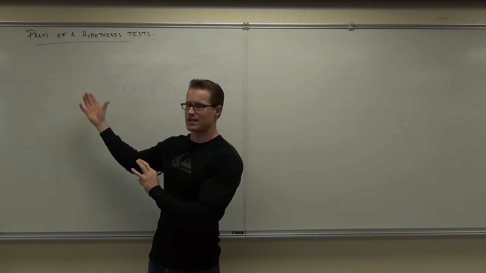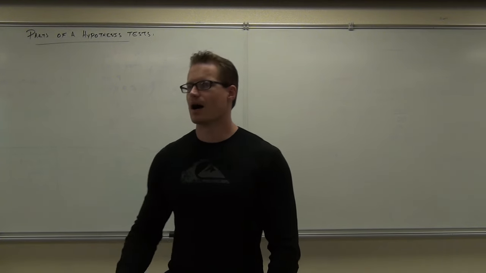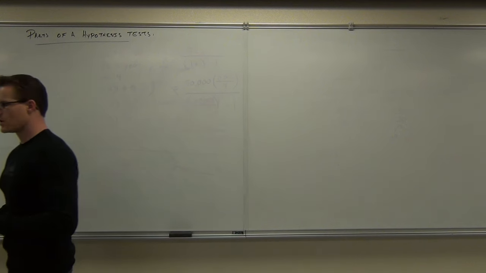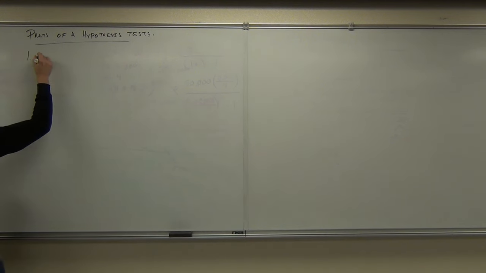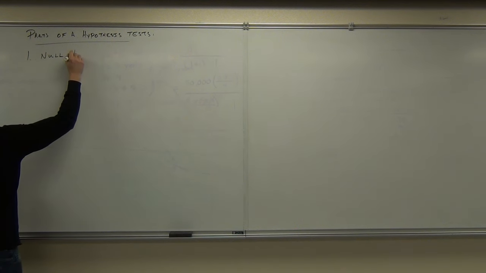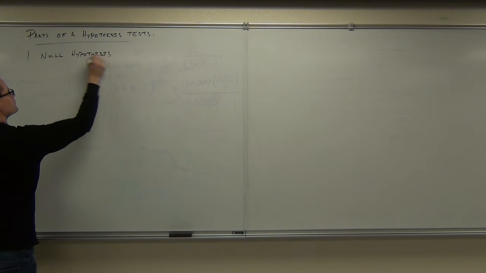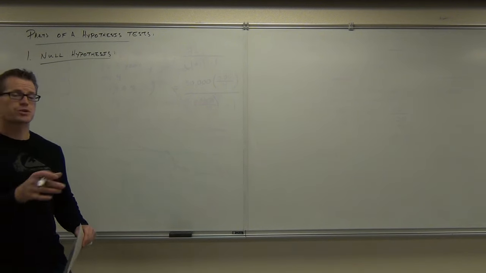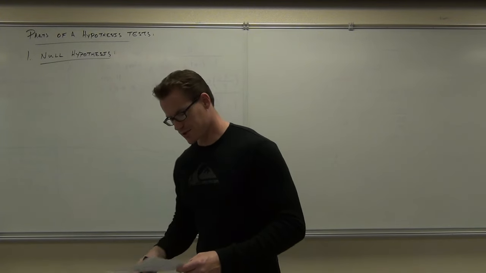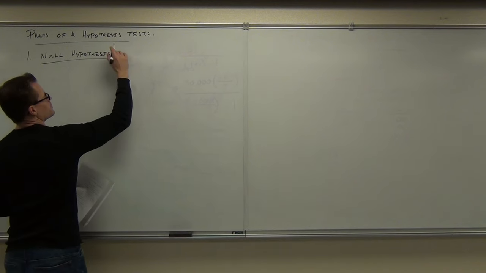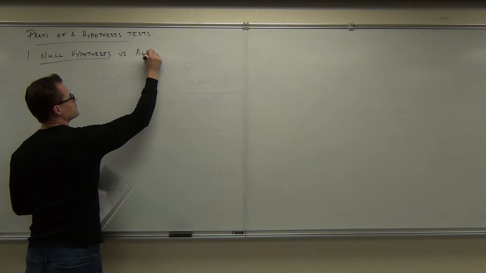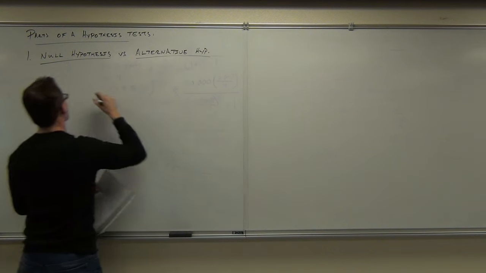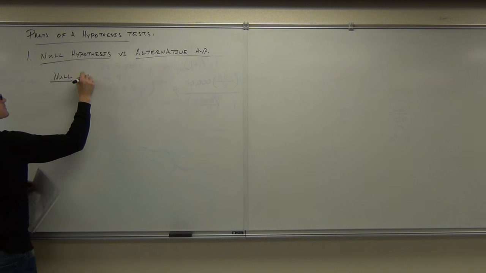I say claim. This next part I'm going to tell you about is called the hypothesis. With hypothesis testing, you actually have two hypotheses. We're going to have something called a null hypothesis and the alternative hypothesis. We'll talk about that in just a second. But let me give you the characteristics of the null hypothesis versus the alternative. We'll do the null hypothesis first.